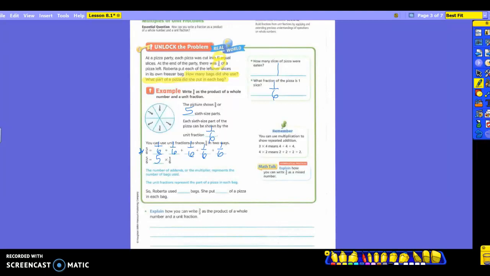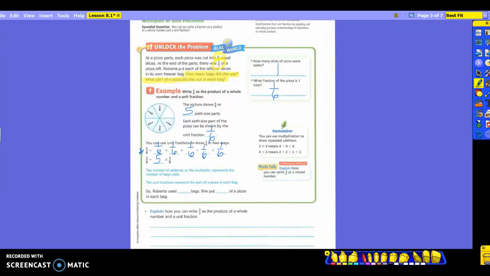So if you look over here in this little remember section, it says you can use multiplication to show the repeated addition. So instead of having to do it over and over and over again, instead of writing 4 plus 4 plus 4, you can write 3 times 4, because it's written how many times? 3, and you're doing it with 4. Same thing with this. 2 plus 2 plus 2 plus 2 is 4 times 2. So over here we had 1/6 plus 1/6 plus 1/6 plus 1/6 plus 1/6. How many times did we do that? 5. So we're taking 5 times the 1/6. So you can do it with regular whole numbers, or you can also do it with fractions. Everybody good with that? Yes?